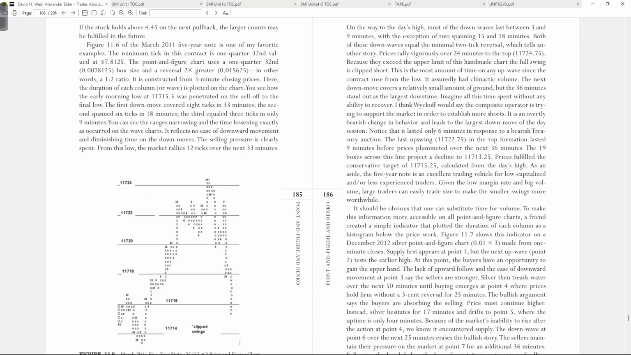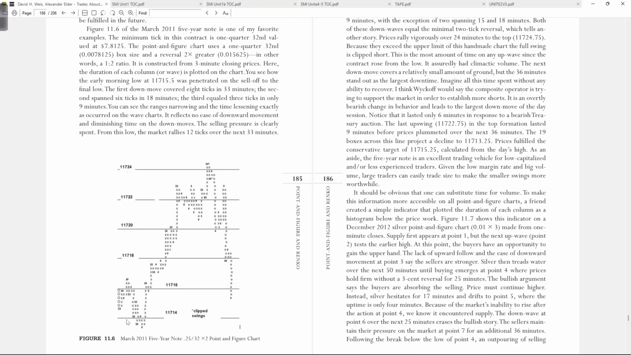Here, the duration of each column or wave is plotted on the chart. You see how the early morning low at 11,715.5 was penetrated on the sell-off to the final low. The first down move covered 8 ticks in 33 minutes. The second spent 6 ticks in 18 minutes. The third equaled 3 ticks in only 9 minutes.